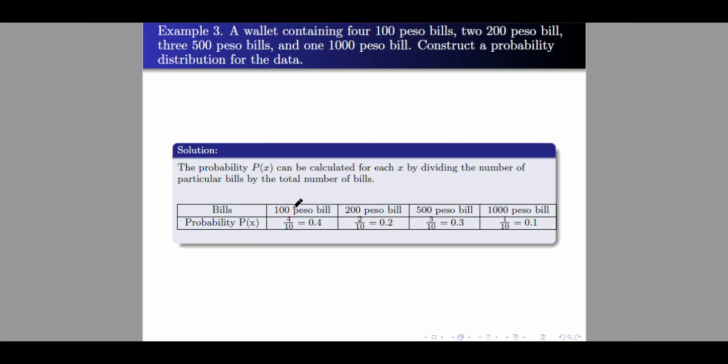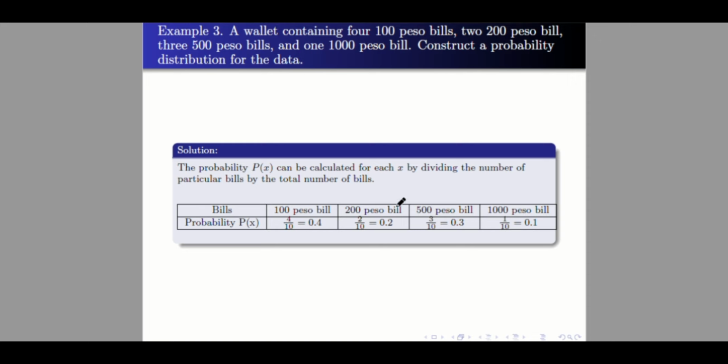So we have 100 peso bill, 200 peso bill, 500 peso bill, and 1000 peso bill. According to this, there are 4 100 peso bills, and there are 10 bills all in all. So we have 4 over 10. Next, there are 2 200 peso bills, so we have 2 over 10. And then there are 3 500 peso bills, so we have 3 over 10. And for the last one, we have only 1 1,000 peso bill, so we have 1 over 10.